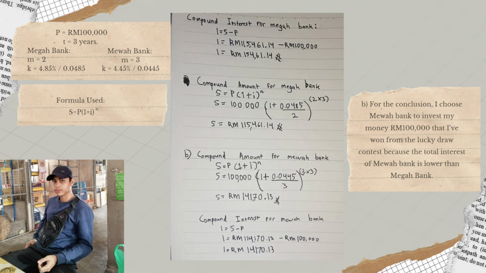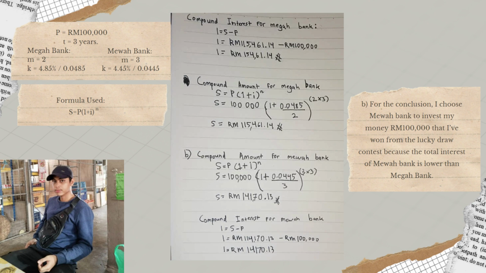For Mewah Bank, it's the same as Megah Bank, but it will be different for M and K. So, for Mewah Bank, first of all, after you get all this value, we need to enter all the information into the formula. And after you get all of the information, you need to substitute into the formula, which is S equal to P bracket 1 plus I bracket N power of N. And then, you get the final answer, which is S equal to RM 114,170 and 13 cents. After you get this final answer of future value, which is S, you need to substitute into the formula I equal to S minus P, which is the formula to find the total interest for Mewah Bank. And then, you get the final answer, which is I equal to RM 14,170 and 13 cents.